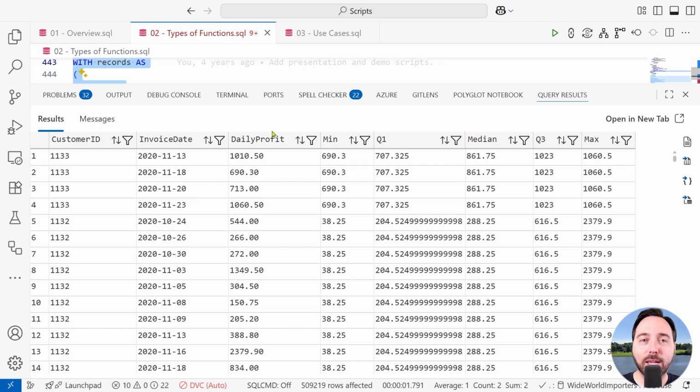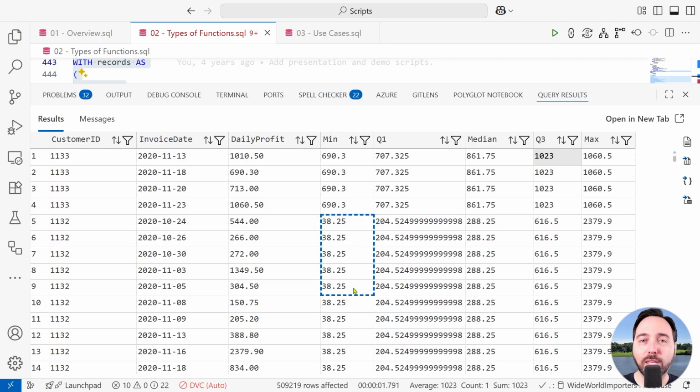Instead, let's take a look at customer ID 1133. It has a smallest value of $690.30 and a largest value of $1,060.50. The interquartile range, that is the middle 50% of the data, says that it spans $707.33 up to $1,023. We can perform the same calculation for each subsequent customer.